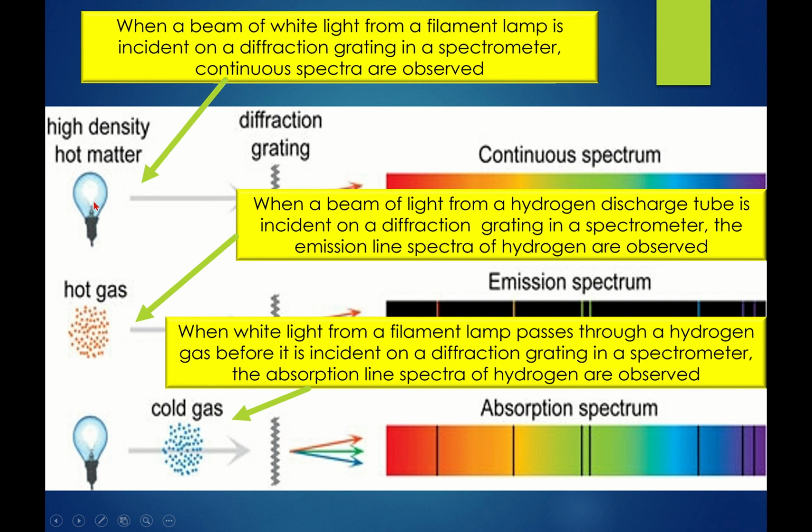So we combine these two in the absorption spectrum, where the gas we use is a cool gas instead. So when the wavelengths from the continuous spectrum pass through the cold gas, some of the spectrum is absorbed. Okay? So that's why we get the dark lines here.